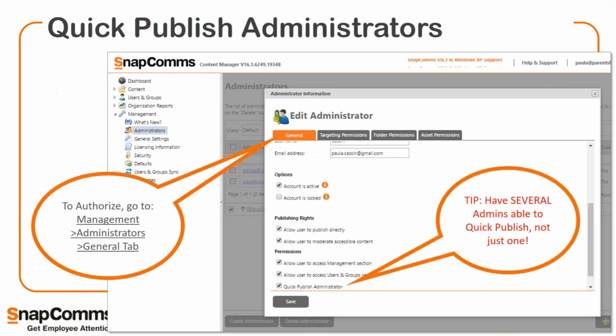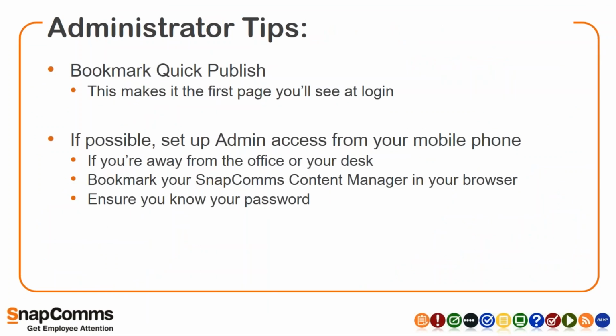Now for Quick Publish, you let your administrators have access to this or not. You can enable it for folks under their general settings. It's a good idea to have several people able to publish in case someone is away from the office or on leave if the situation arises. Don't forget about that. Our last tips for Quick Publish: you can bookmark this page. You've probably seen that bookmark button in your Content Manager. Make this the landing page for those administrators that are only using SnapComms for crises. That could be the first thing they see.